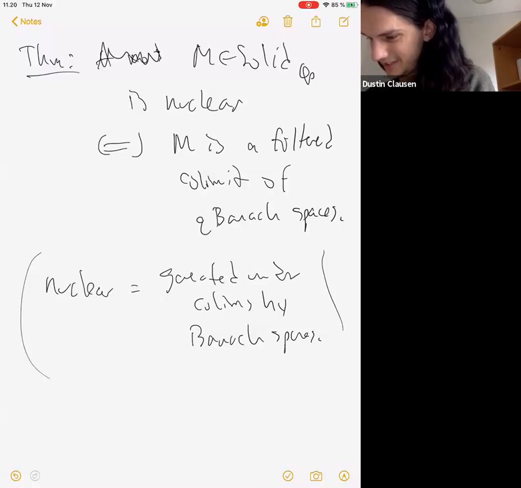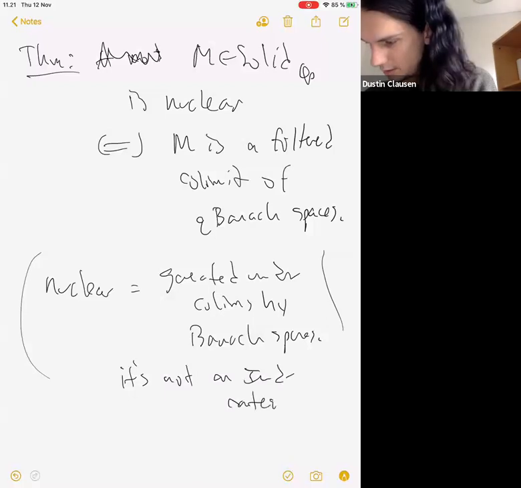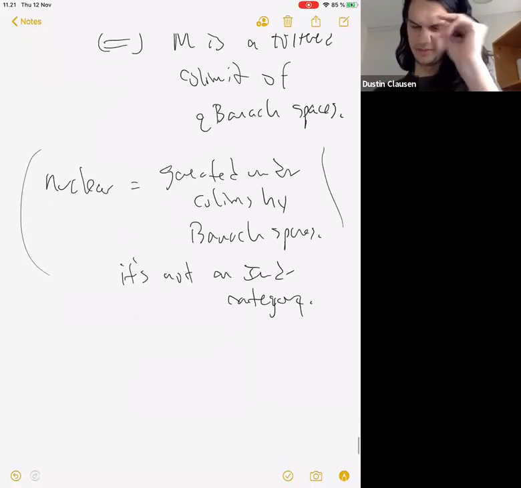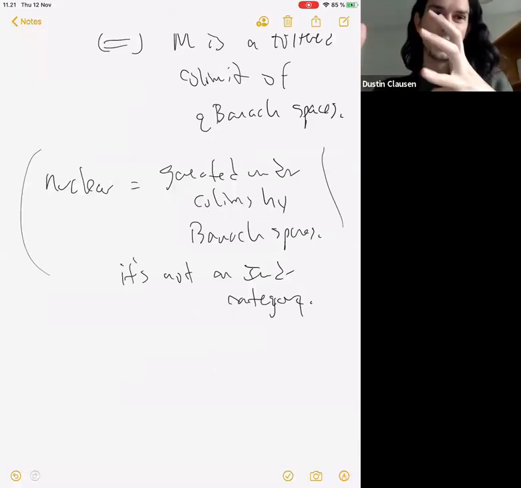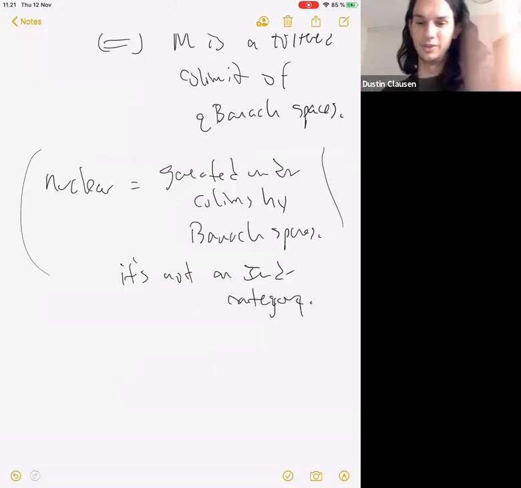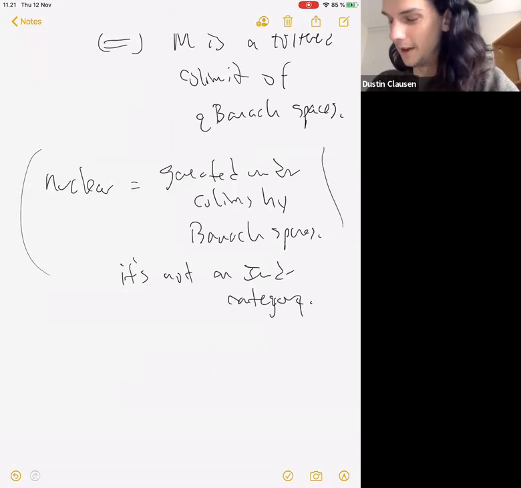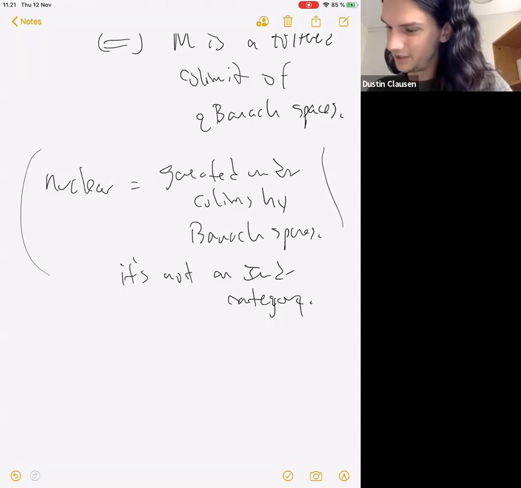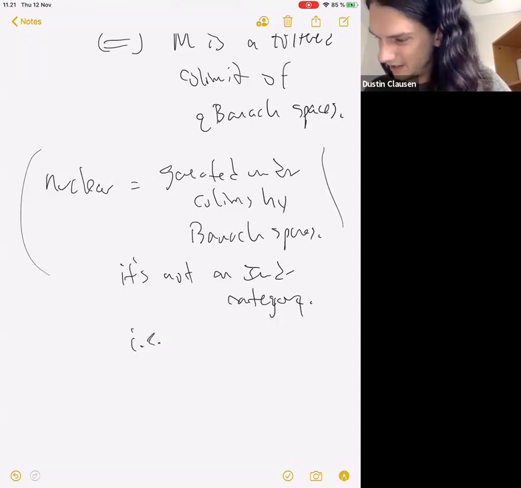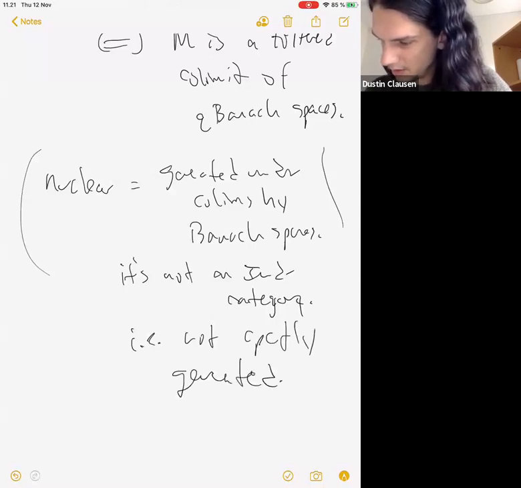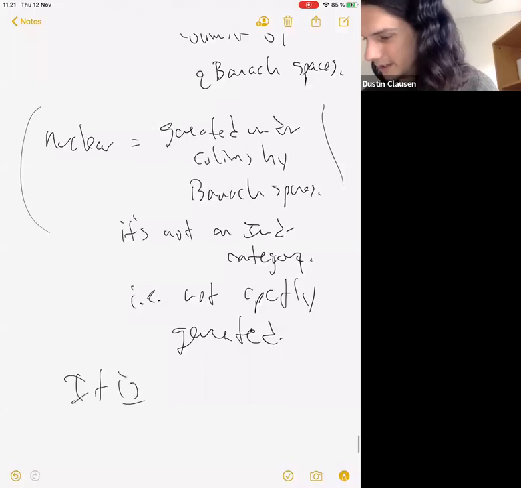There are many relations here. It's not an Ind category. There are many relations between Banach spaces: ways of writing a Banach space as a filtered colimit of other Banach spaces, a non-trivial filtered union of Banach subspaces. So the structure of this nuclear category is quite subtle. It's not an Ind category, i.e., it's not compactly generated. However, it is Aleph-1 compactly generated.